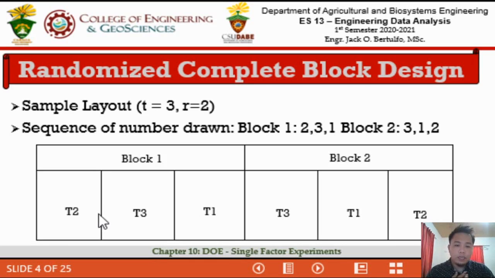So it is not the same as the CRD, which has no blocking. In CRD, every treatment may appear repeatedly, like treatment 2, treatment 2, treatment 2, then treatment 1. But this time every block should contain all the treatments. There are 3 treatments, so block 1 should have T1, T3 and T2, but the arrangement is based on the randomization that you do. Then for block 2, the treatments should also be randomized, as long as every block will receive all the treatments. So randomization will follow within the block.